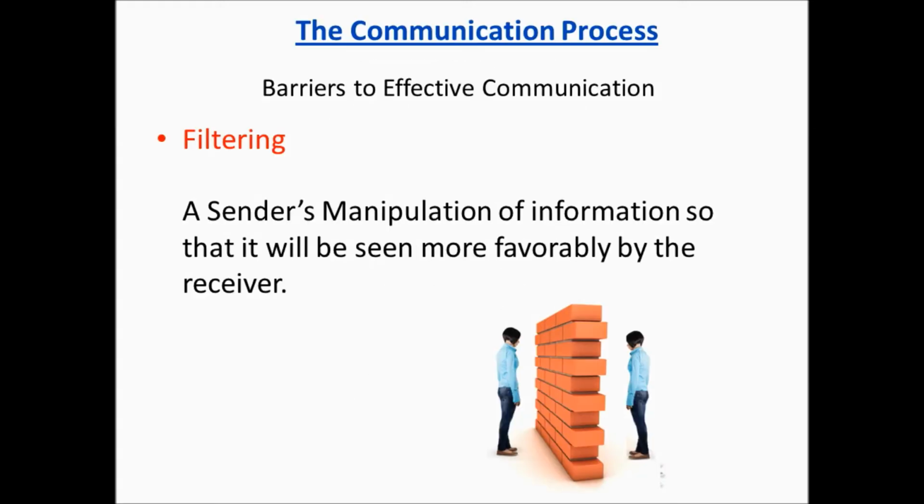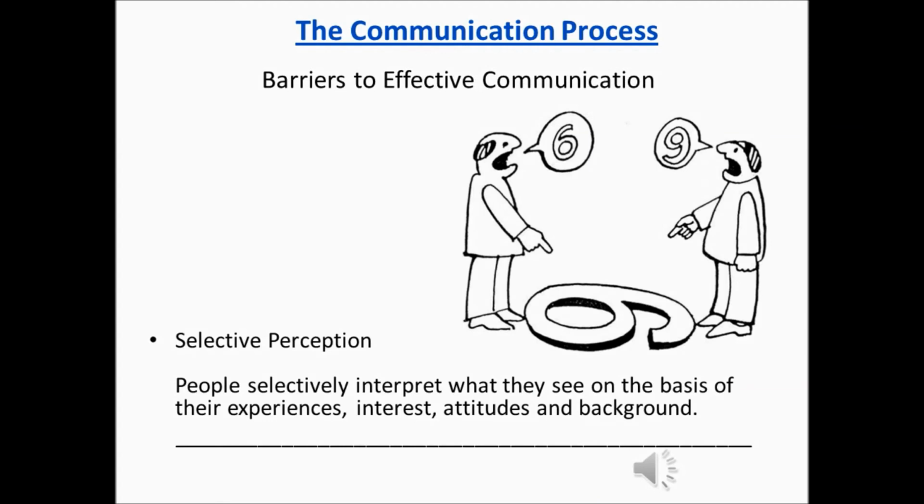In the previous slides, we talked about barriers in the communication process. Filtering is also one of the barriers to effective communication. Filtering is a sender's manipulation of information so that it will be seen more favorably by the receiver. Selective perception. This process is similar to encoding or decoding of a message that we discussed in previous slides. People selectively interpret what they see on the basis of their experiences, interests, attitudes, and background.